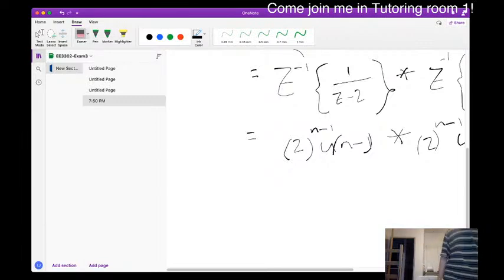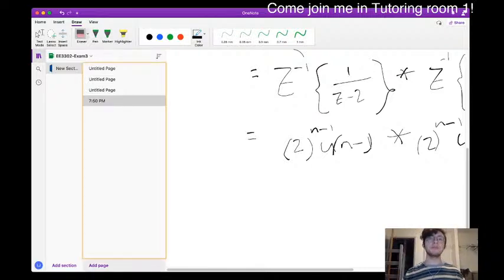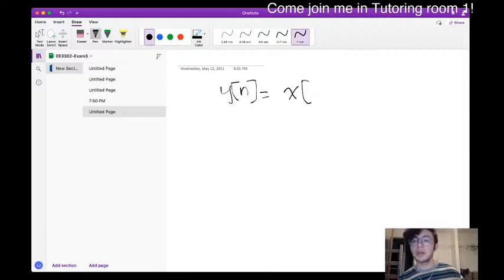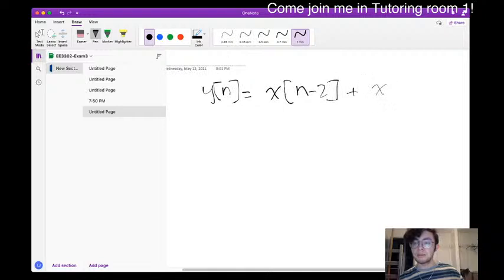So we can invert the z-transform. Great, we learned how to do that. But now what do we do at this point? So let me try to define a more real-world type problem. Let's say you're looking through a bunch of code and you see the following function: y of n is equal to x of n minus 2 plus x of n minus 4.